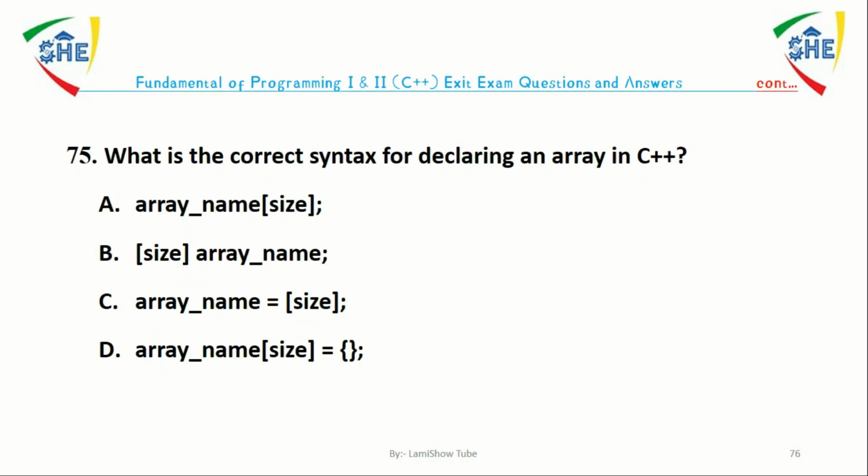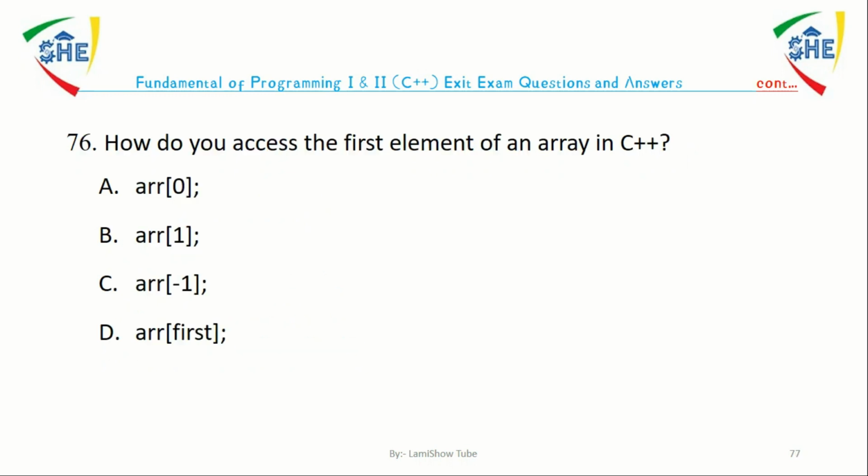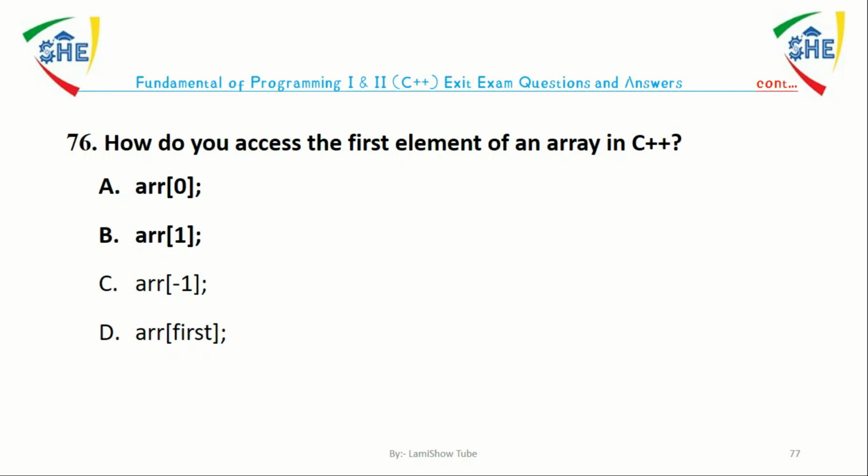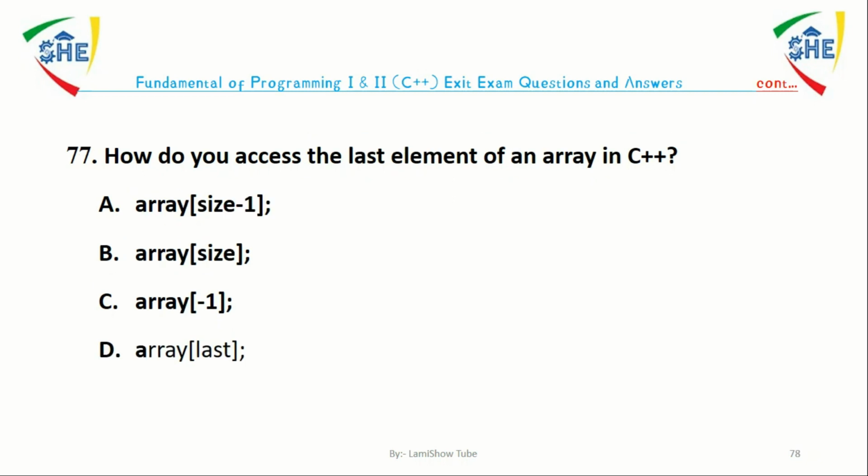The answer is A. The correct syntax for declaring an array in C++ is arrayname[size];, where the size is the number of elements in the array. Question number 76. How do you access the first element of an array in C++? A, B, C, D. The answer is A.